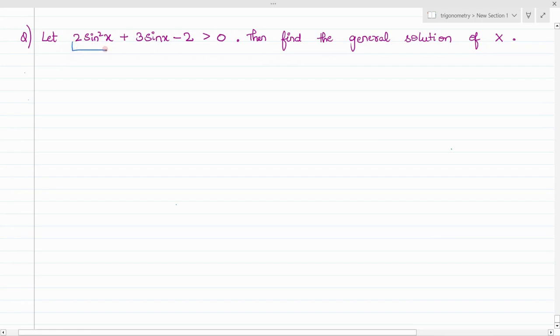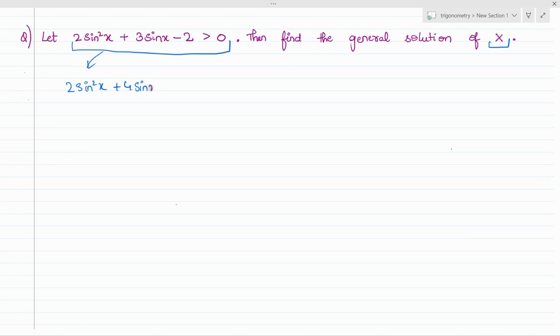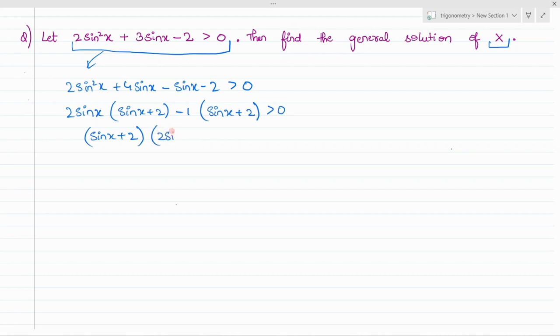In this question, an equation is given and we need to find the general solution of x. First, let's simplify this equation. We can write it as 2 sine square x plus 4 sine x minus sine x minus 2. I'm just splitting the middle term. You can take 2 sine x common; the remaining part is sine x plus 2. Here take minus 1 common and sine x plus 2 will remain. So take sine x plus 2 common and the remaining part is 2 sine x minus 1, and this is greater than 0.